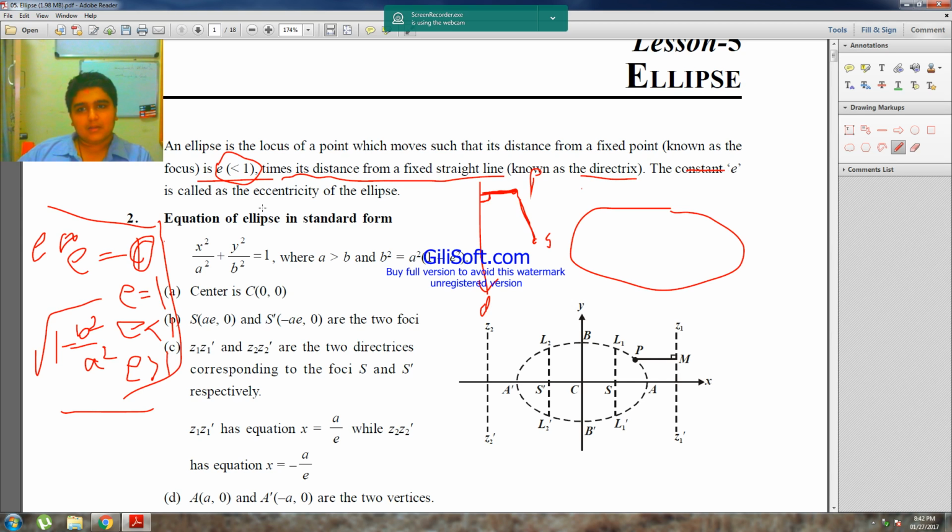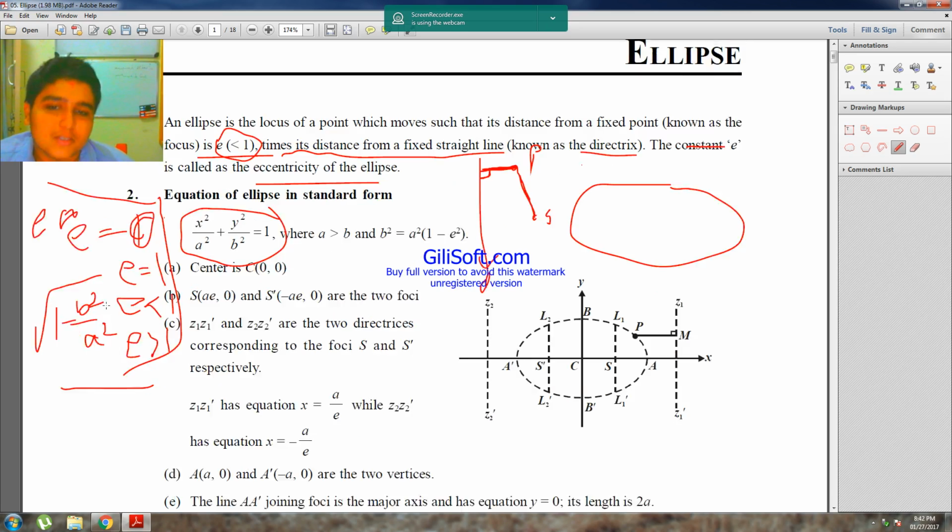The constant e is called the eccentricity of the ellipse. So where the eccentricity is less than 1, or the ratio of these two distances is less than 1, we obtain an ellipse. And the general equation of an ellipse is x square upon a square plus y square upon b square is equal to 1. The uniqueness is that this equation is the same for both cases of ellipse.